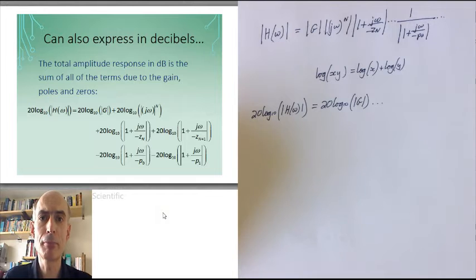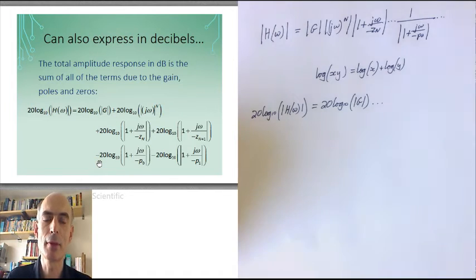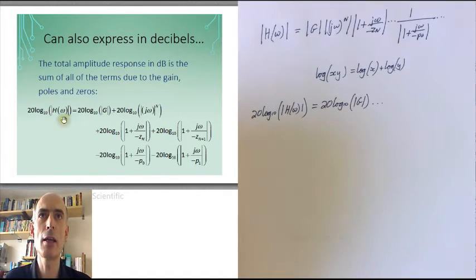Looks like this. We've now separated all those multiplications into additions and subtractions. And we can see that the effect on the frequency response can be considered to be the sum of all of these terms. An effect due to the parameter G, an effect due to all the zeros at 0 Hz, and then an effect due to each of the zeros and each of the poles in turn.